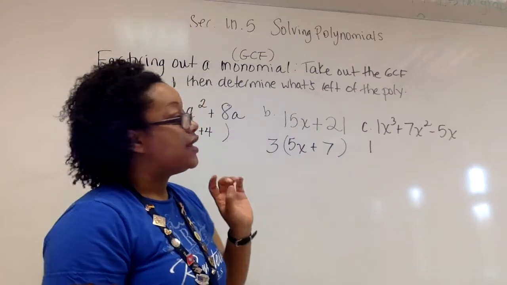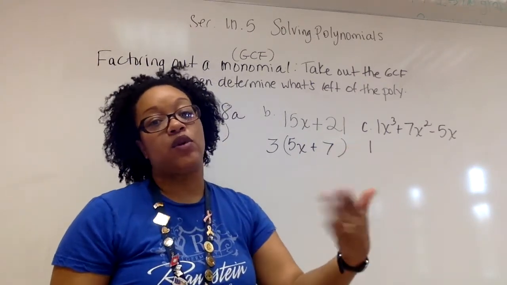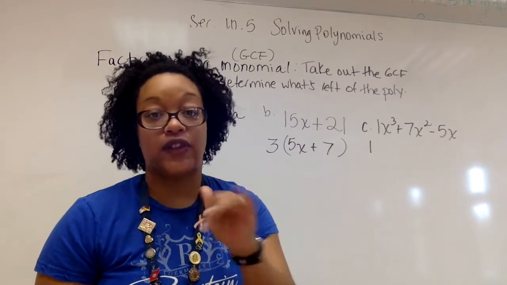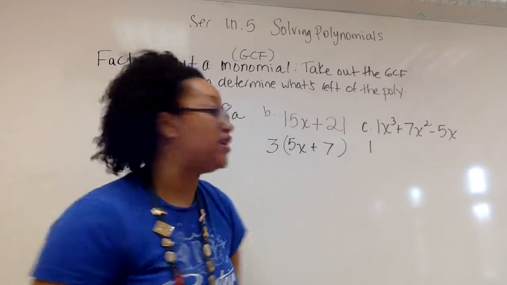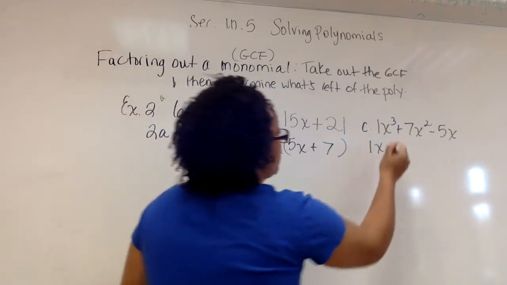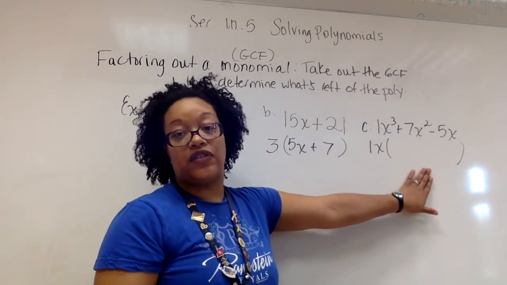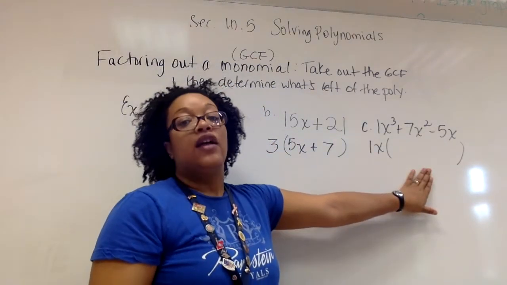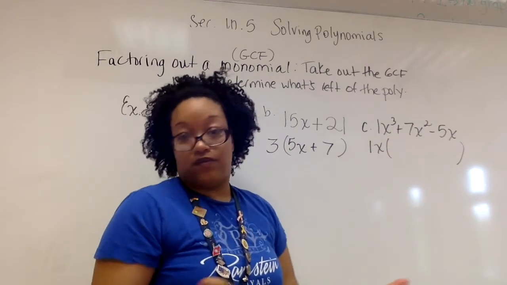So, now, what about the variables? Well, it's the same shortcut. You take the variable with the lowest exponent: x cubed, x squared, x. The lowest one is x. That's your GCF. Now, let's figure out what's left. What would we need inside the parentheses so that if we multiply it by the GCF, we would get what we started with? So let's just see.